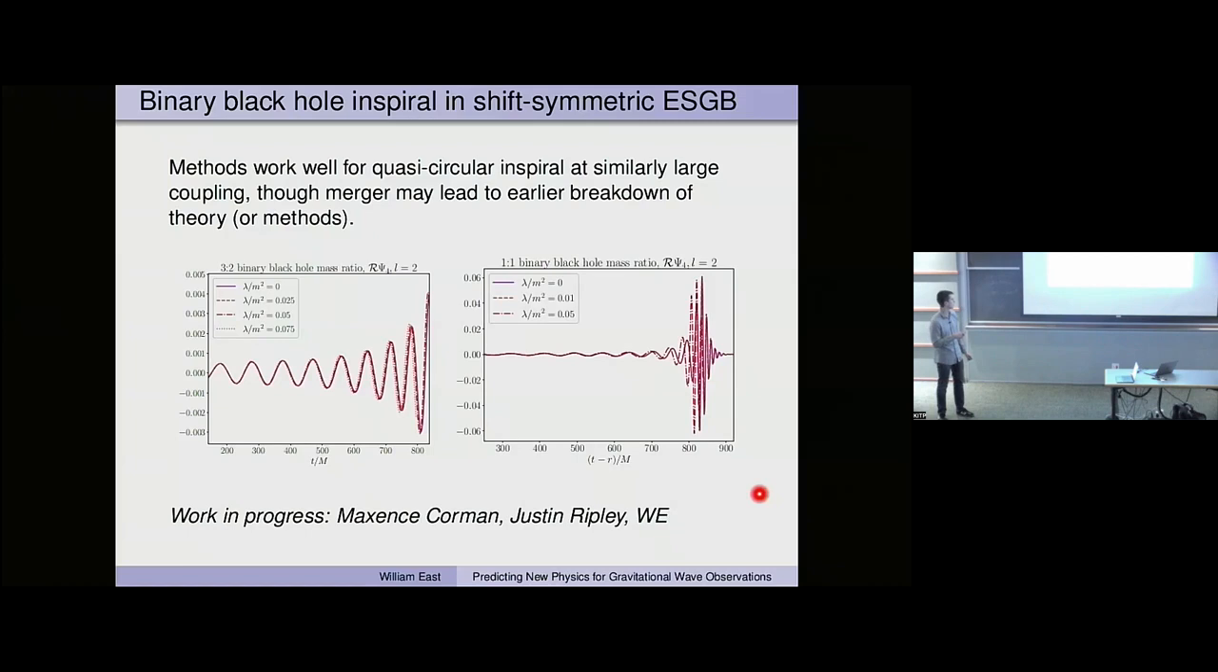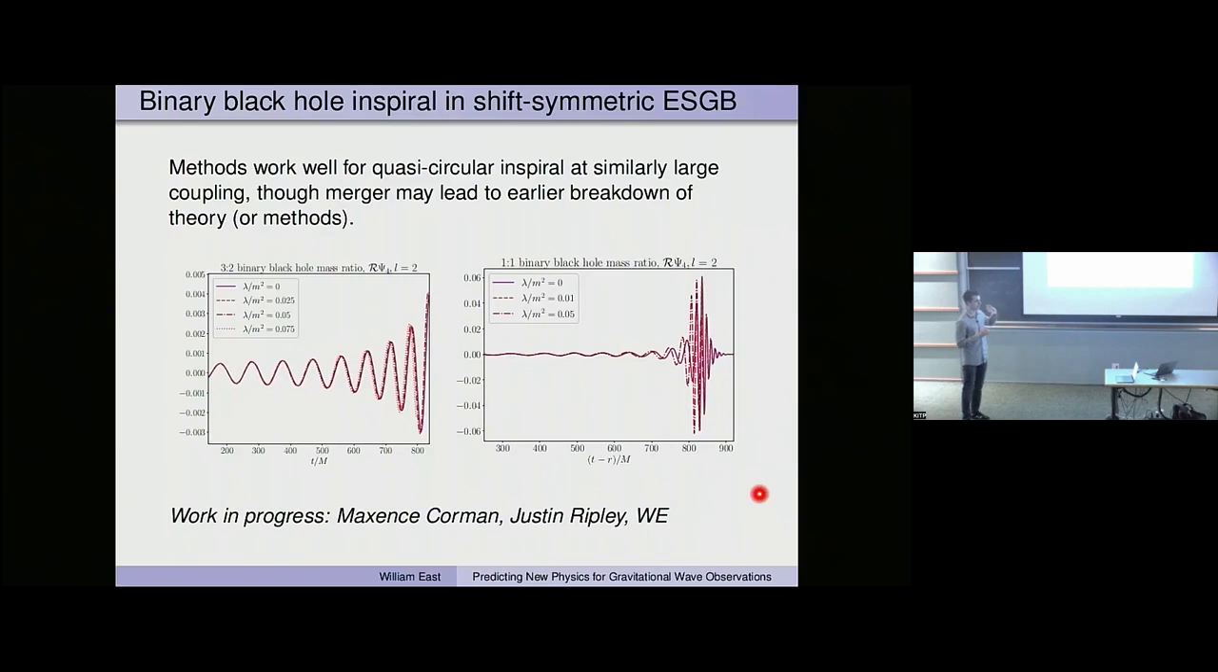On the plot on the left, we have a 3:2 mass ratio case. In this case, because the black holes don't have equal scalar charge, you actually get dipole radiation. As you turn up the coupling, the inspiral happens faster. And the case on the right corresponds to equal mass, so the dipole radiation is suppressed, but you can still see some dephasing later in the merger.